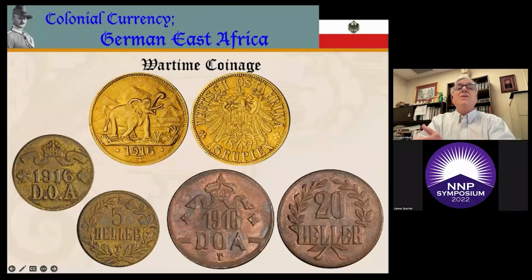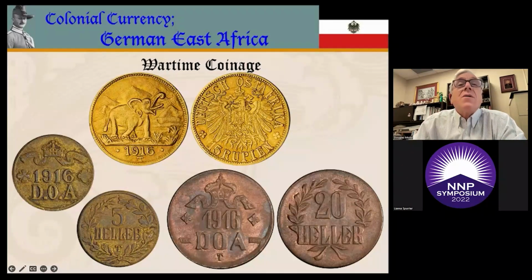Governor Schnee, who was the governor of the colony during the war, authorized the use of the gold, which was available from the Sekeke mine close to Tabora. It wasn't a hugely productive mine, but it did produce gold, and they had accumulated bullion worth 1 million gold marks by the time the coinage began to be struck.